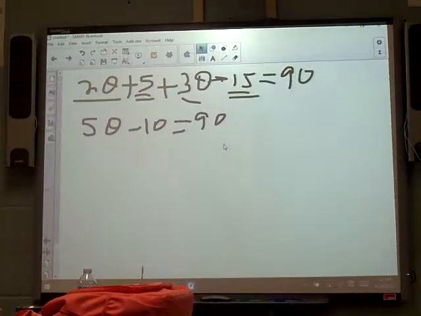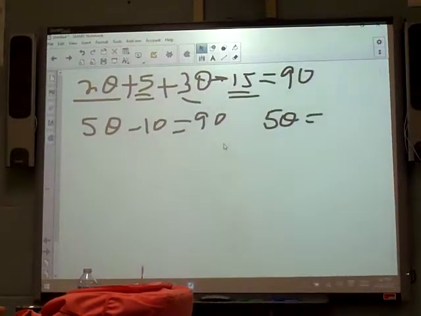Is that, go ahead. 30 or 3? 3 theta. Why did we set it equal to 90? Because cofunction of sine plus cosine equals 90. We copied that down one day. Add your 10, that gets you 5 theta is 100. So when you divide by 5, theta would be 20.